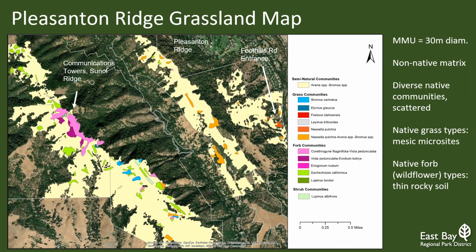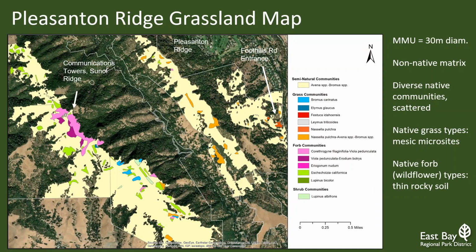Now, takeaways from this map: you'll notice that the bulk of the area mapped was this yellow color, and that was all non-native annual grassland. But within that matrix of non-native annual grassland, we documented a diverse mix of native communities, and they were scattered across the project area. Those native communities included both grassland types and forb types.